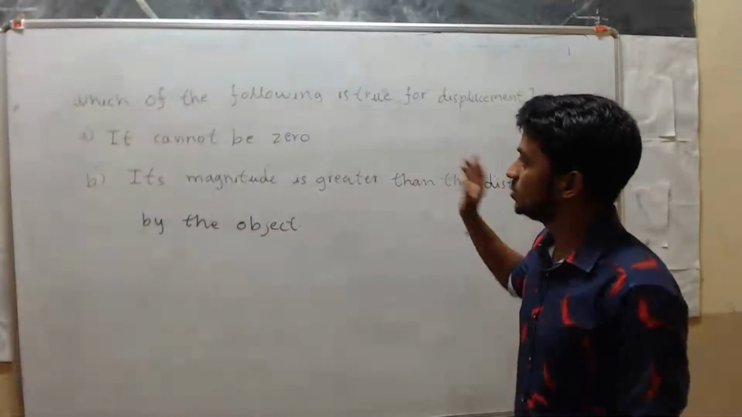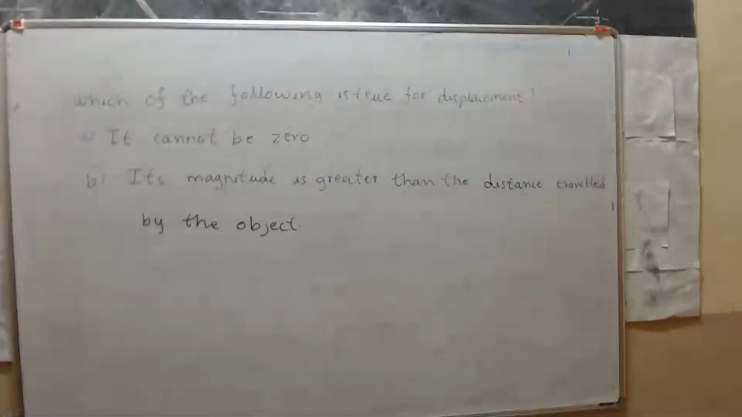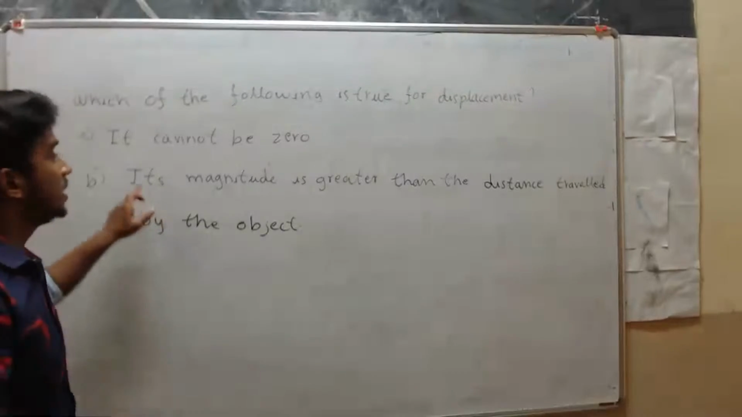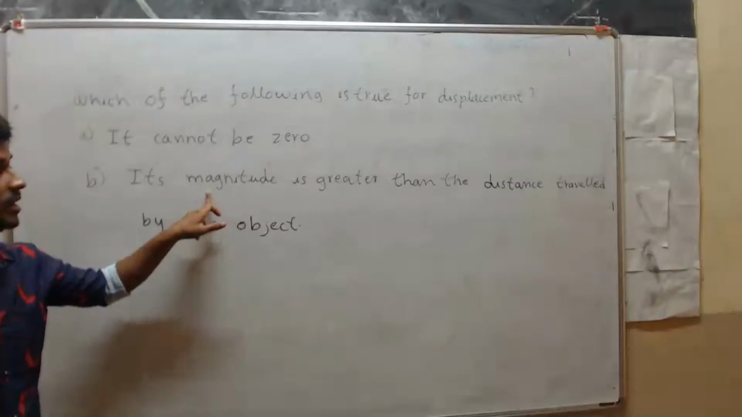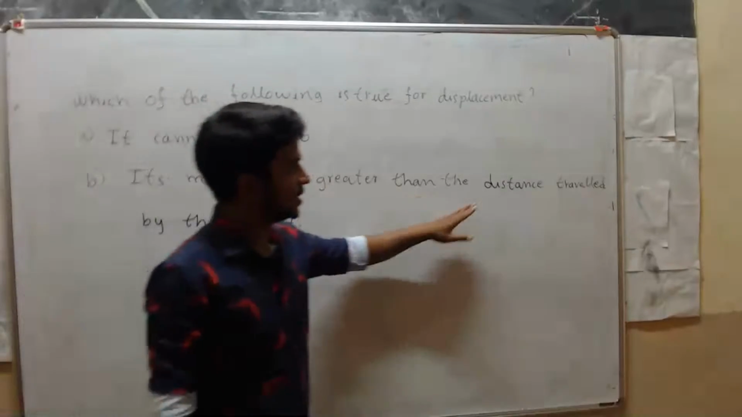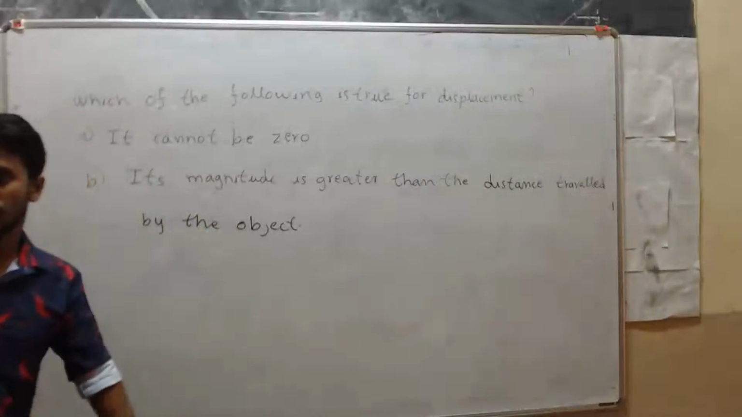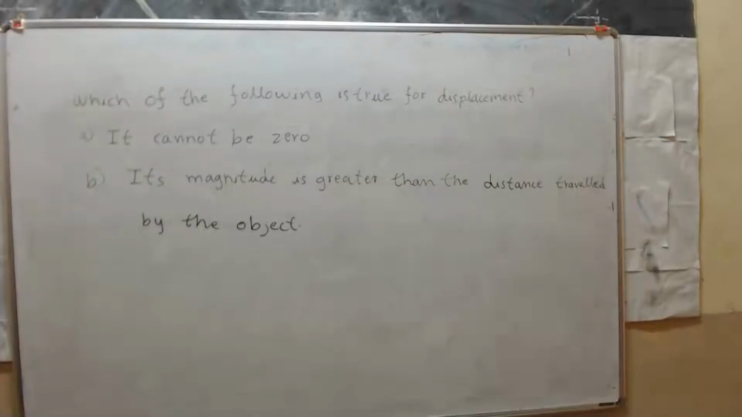Okay, so now out of these two, tell me which one is true and which one is false. Second option is true. Before giving the answer, just think. Okay, its magnitude means what? Displacement's magnitude. Read the question carefully. Displacement's magnitude is greater than the distance traveled by the object.